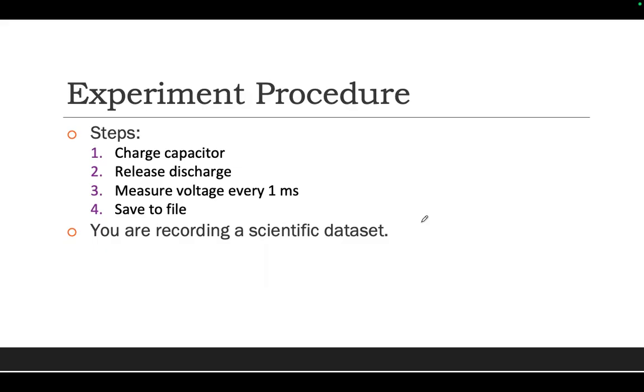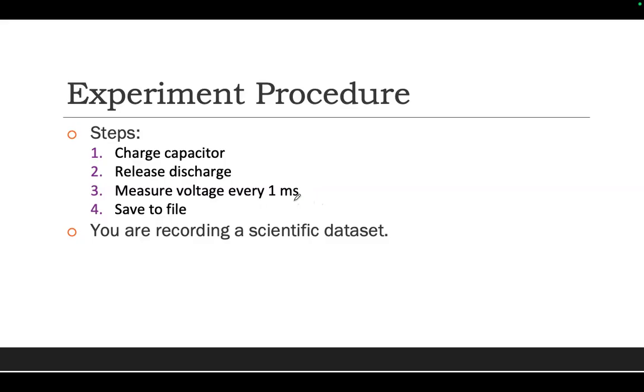First you charge the capacitor, then release it to discharge, and then measure the voltage every 1 millisecond and see it fall. You are recording a scientific data set. Let me ask you, why every 1 millisecond here? Do you know why? Why not 1 second? Why not 0.0001 milliseconds? It has to do with the order of magnitude of the time constant.